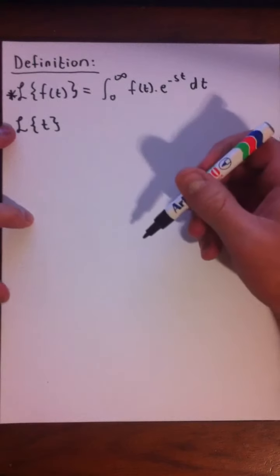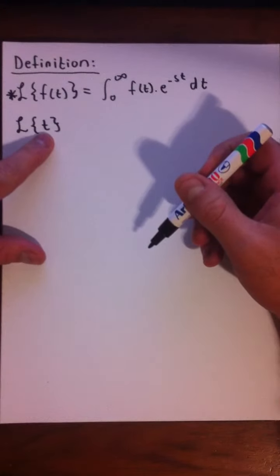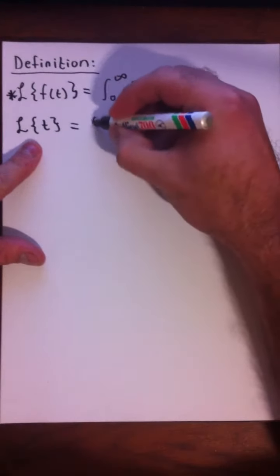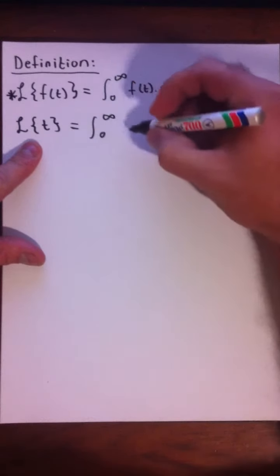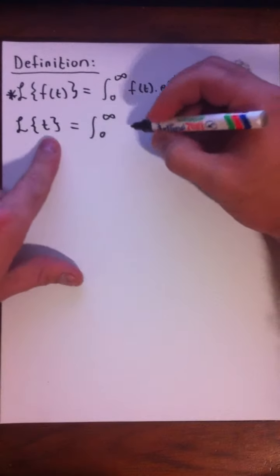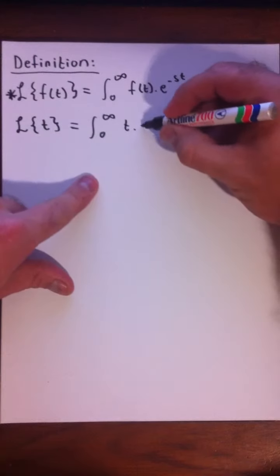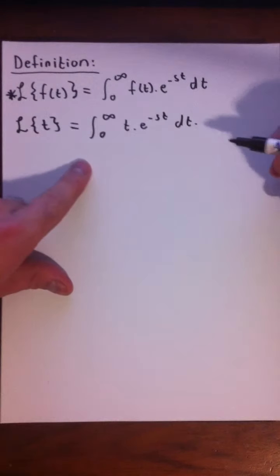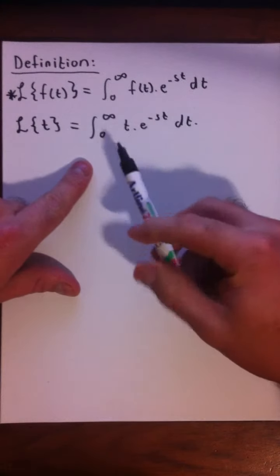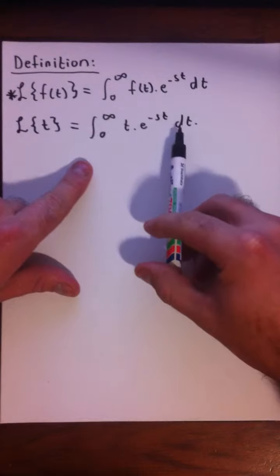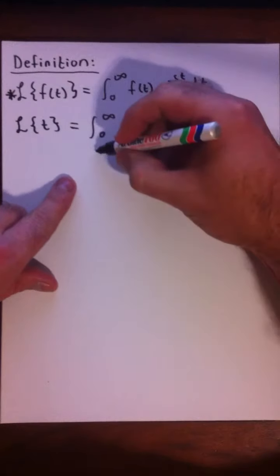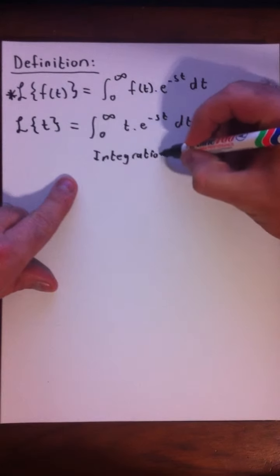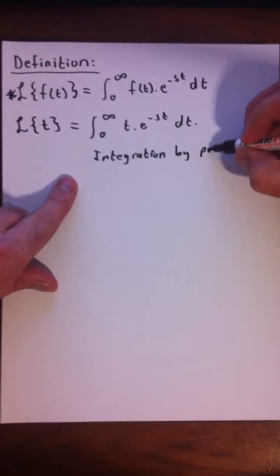Okay, so let's see what happens with this simple function just called t. So the Laplace transform of t would be equal to the integral from 0 to infinity of the original function, which in this case is just t, times e to the negative st. And now to integrate here, we've got two expressions involving the term t that we're looking at. So we're going to have to do some integration by parts.